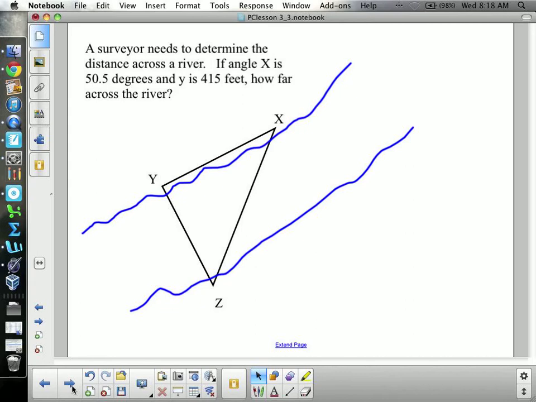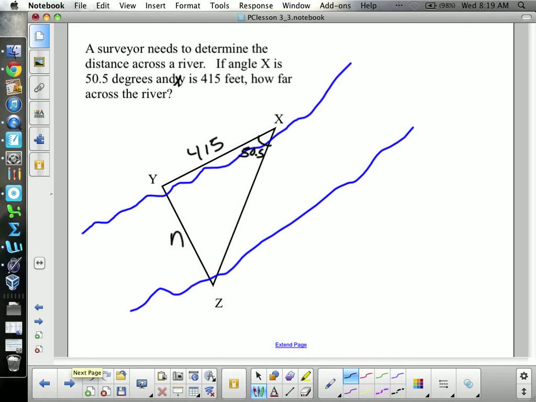A little bit easier problem. A surveyor needs to determine the distance across the river if angle x is 50.5 degrees and the river and y is 415 feet. It should be xy is 415 feet. So angle x is 50.5 degrees, and the distance between x and y here is 415 feet. How far across the river?